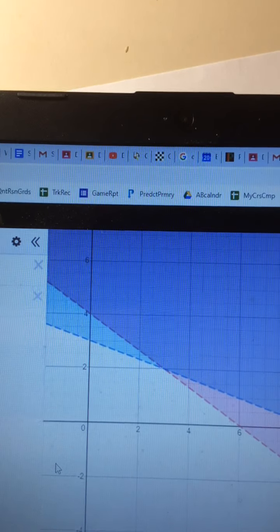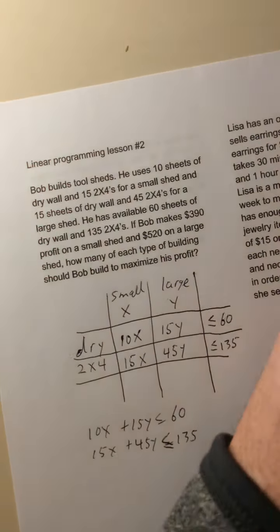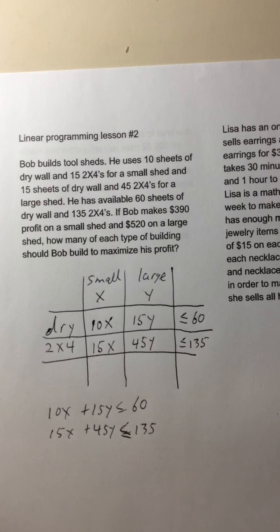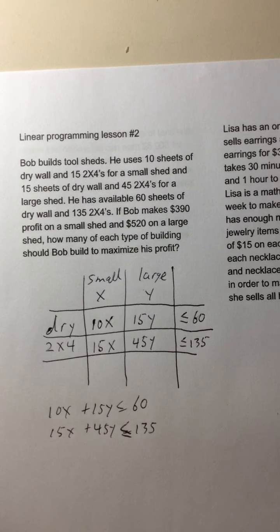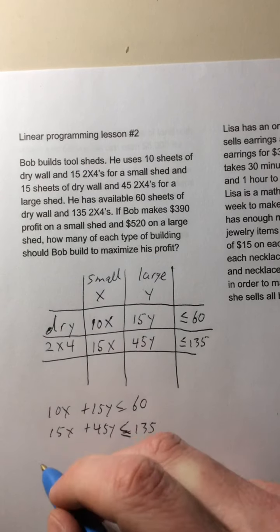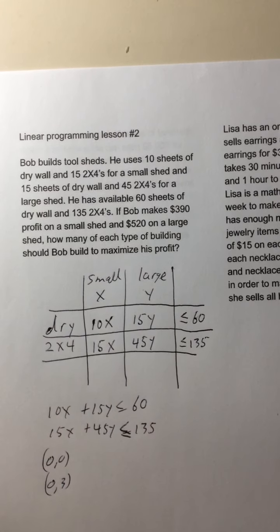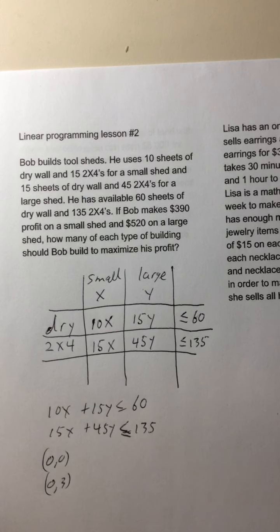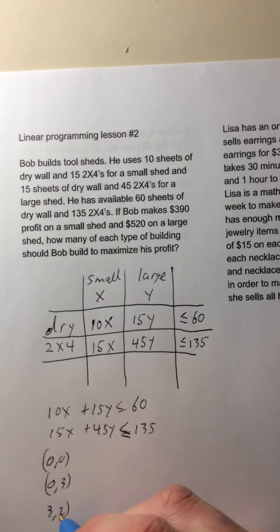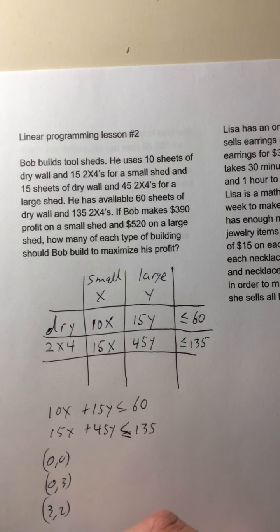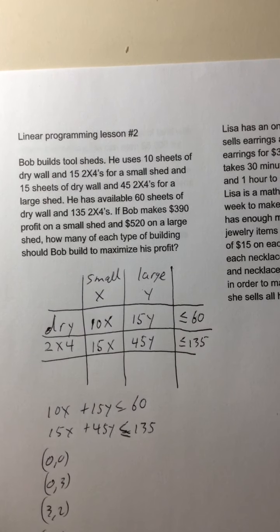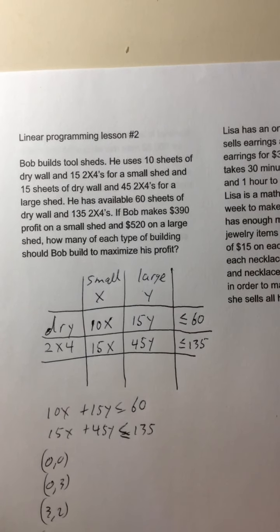And so the ordered pairs for that are obviously 0, 0. That's one of the ordered pairs, but of course, that's not going to be a very useful pair for us. Then 0, 3, that's another ordered pair. And we got 3, 2. And lastly, we have 6, 0. Okay, so those are the ordered pairs we have.